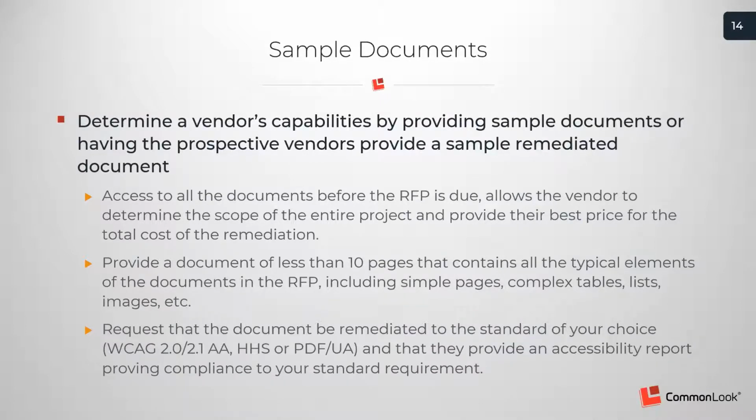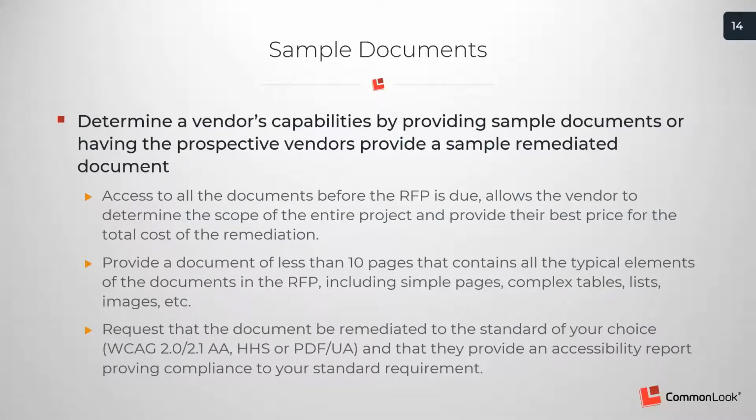You want something that contains the typical elements of the types of documents that are in the RFP. So if all your pages are scanned, then you need to send them a small scanned document. If it's a lot of fillable forms, you probably need to send them at least a sample of a fillable form. You need to send a sample document that you can then get back from each vendor with the quotes, which lets you evaluate the quality of the work they're going to be sending you for this large project. This is pretty much for large projects, not smaller projects.